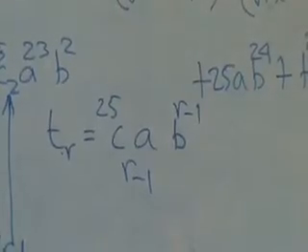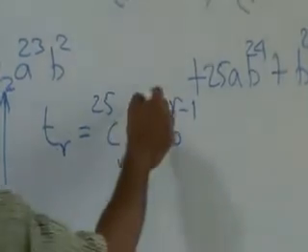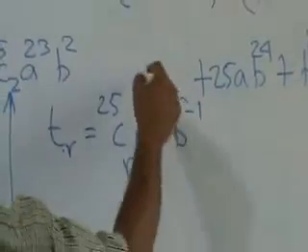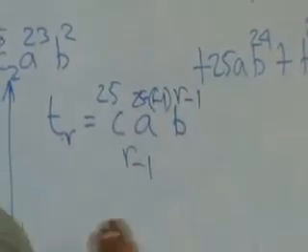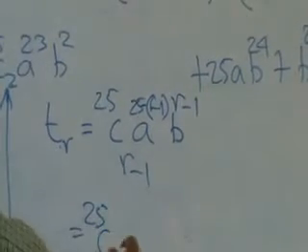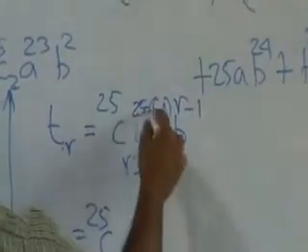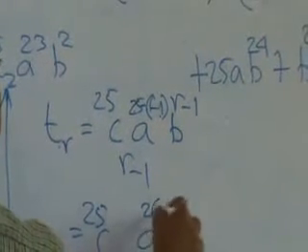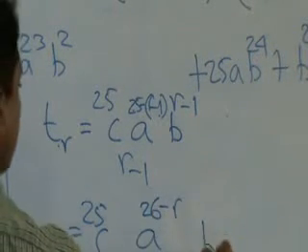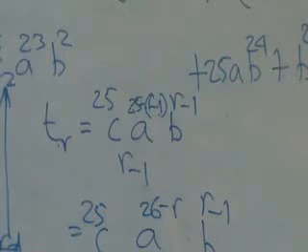Same power, right? But what is the total? 25. So this power should be how much then? 25 minus (r minus 1). Or that can be simplified, because 25 minus (r minus 1) and plus (r minus 1) will vanish. So it will be 25 plus 1, which is 26 minus r, and b to the power (r minus 1). Is this point clear? Yes. So that's the situation.